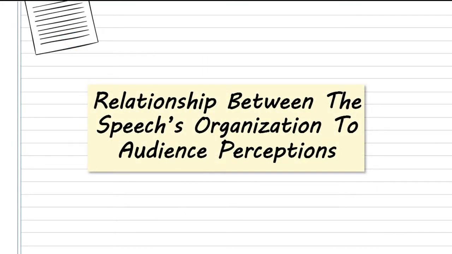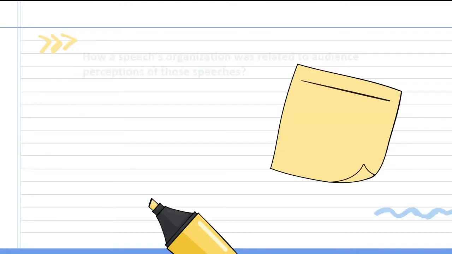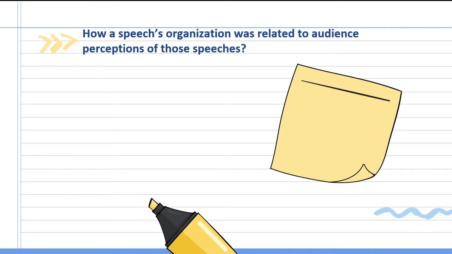There is a relationship between speech organization and audience perceptions. That's why there is a question of how speech organization is related to audience perceptions of those speeches. Actually, there are three people who studied these answers about speech organization and audience perceptions of those speeches. First is Raymond Smith's study.